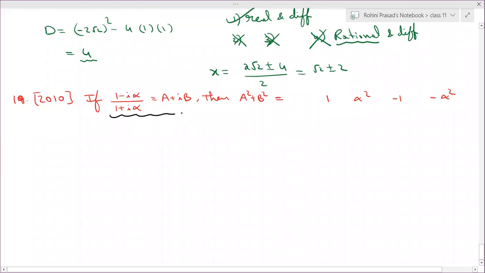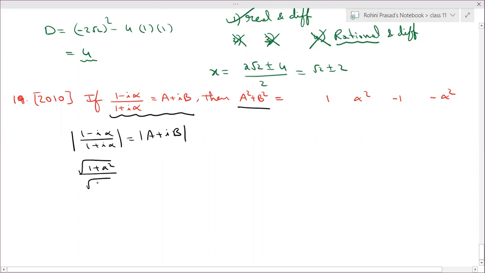So they are given a plus ib equal to 1 minus i alpha by 1 plus i alpha. They're asking a square plus b square. So just take the modulus on both sides. Mod of 1 minus i alpha by 1 plus i alpha equal to mod of a plus ib. So mod z1 by z2 is mod z1 by mod z2. The mod z1 is root of 1 plus alpha square, and mod z2 is root of 1 plus alpha square. This is root of a square plus b square. So this is 1. 1 equal to root a square plus b square, so a square plus b square is also 1. And that's the answer.